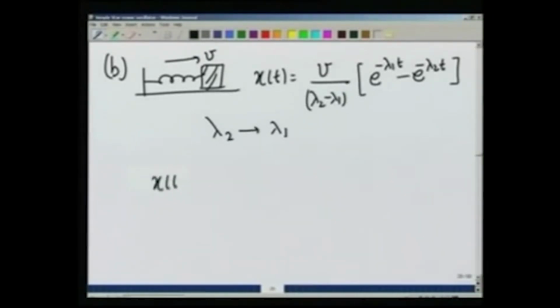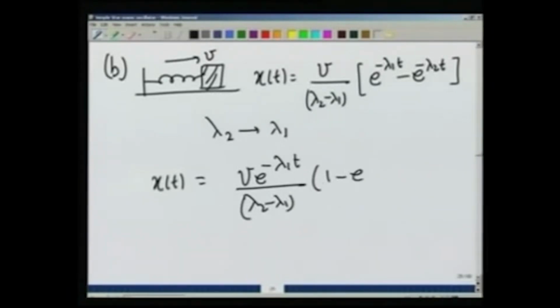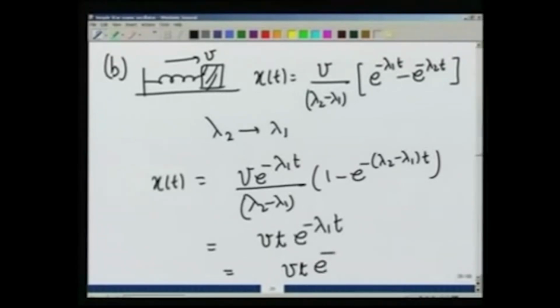So, write x t as V e raised to minus lambda 1 t over lambda 2 minus lambda 1 times 1 minus e raised to minus lambda 2 minus lambda 1 t, and I find that the solution in this case is V t e raised to minus lambda 1 t. Lambda 1 in critical damping case is gamma by 2. So, this is V t e raised to minus gamma over 2 t.